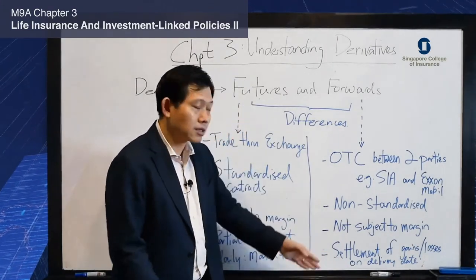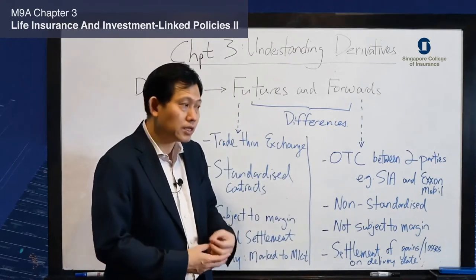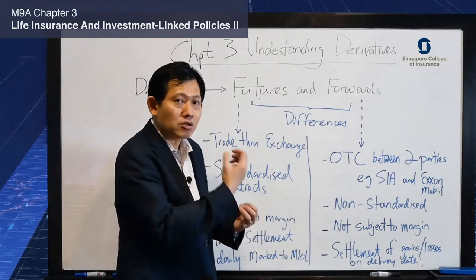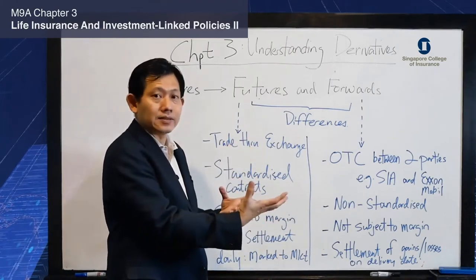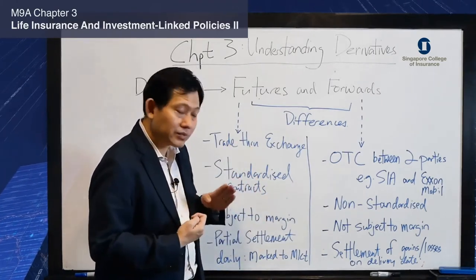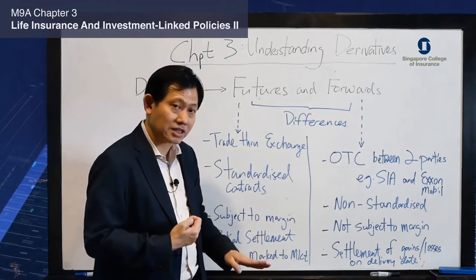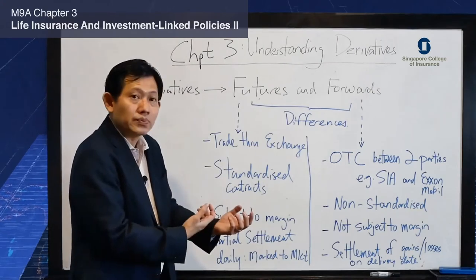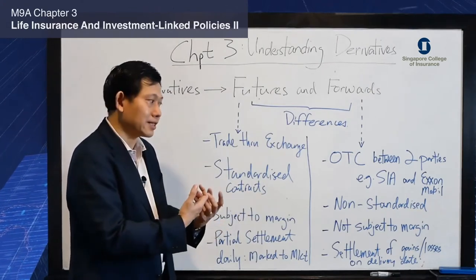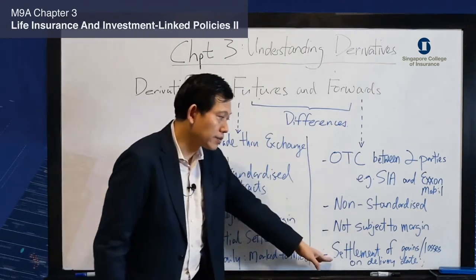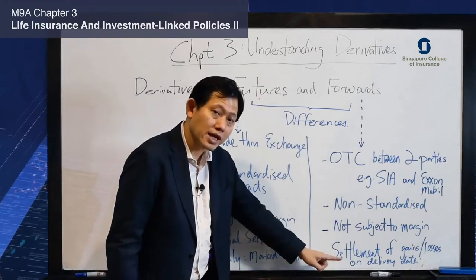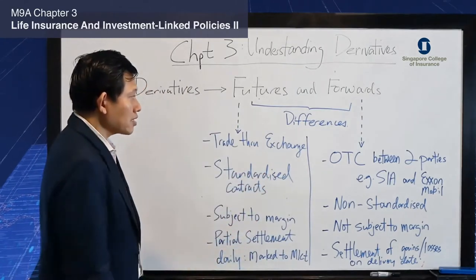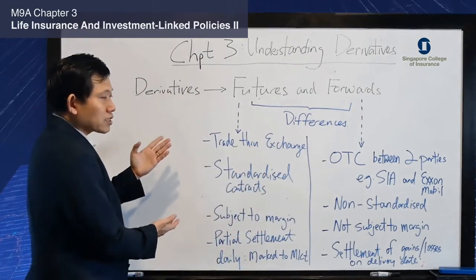If this particular contract is 2 months, it means that within these 2 months, SIA doesn't pay anything. ExxonMobil also doesn't receive anything until the date of settlement. On the date of settlement, say in 2 months' time, SIA will pay something to ExxonMobil, or ExxonMobil will pay something to SIA. This is what we mean by settlement of gains and losses only happening on the delivery date. Now, with this understanding, let's compare the difference between forwards and futures.